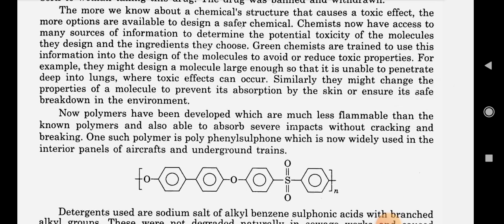The more we know about the chemical structures that cause a toxic effect, the more options are available to design a safer chemical. Chemists now have access to many sources of information to determine the potential toxicity of the molecules they design and the ingredients they choose. Green chemists are trained to use this information in the design of molecules to avoid or reduce toxic properties.